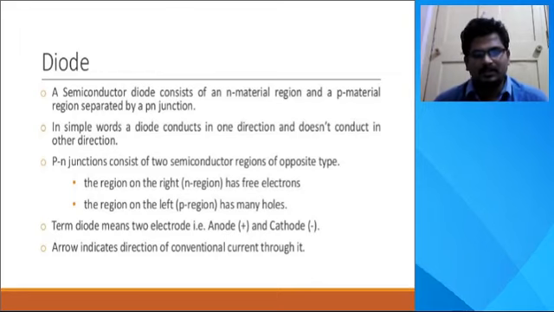This PN junction consists of two semiconductor regions of opposite type. The region on the right has free electrons, that is the N-type semiconducting material. The region on the left has many holes, which we call the P-type semiconductor. The term diode means two electrodes, anode and cathode, placed together. At the intersection point of the anode and cathode, we get the depletion region.